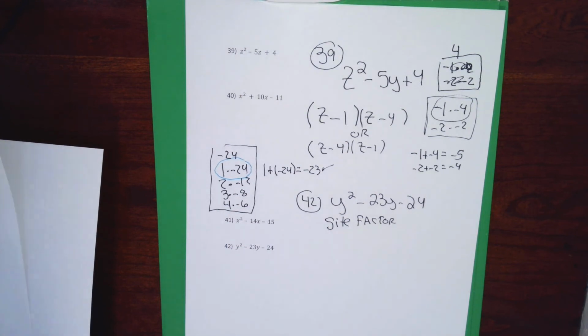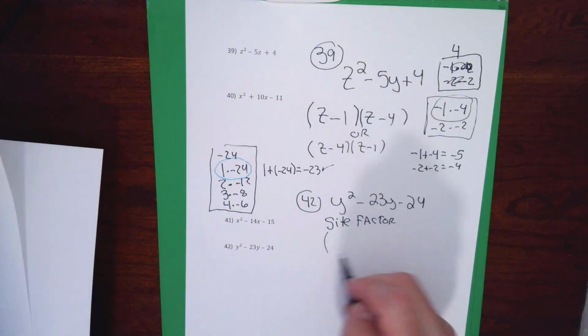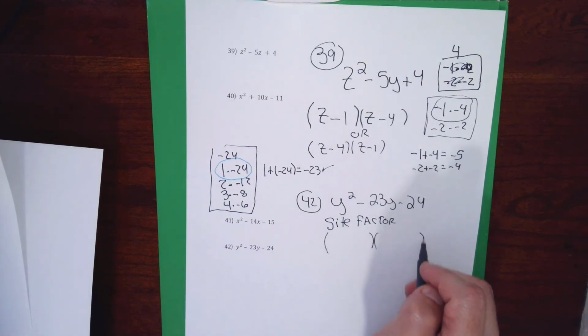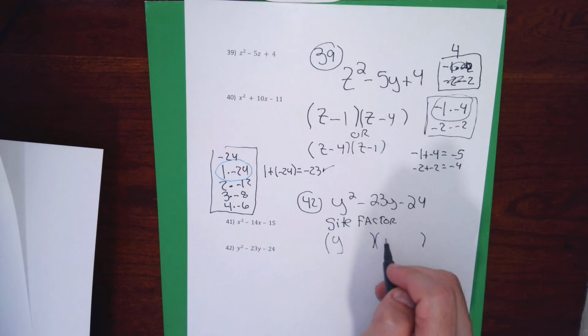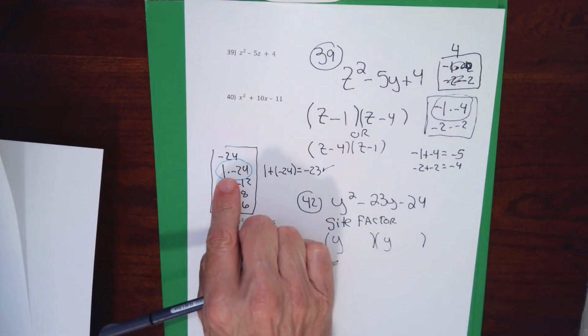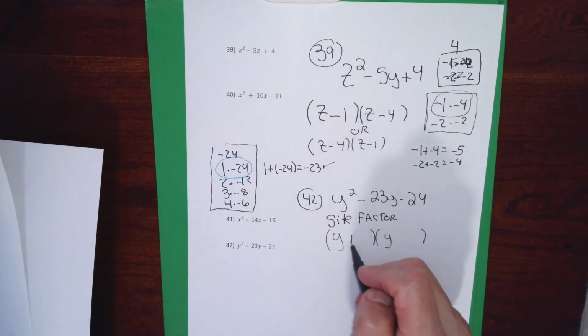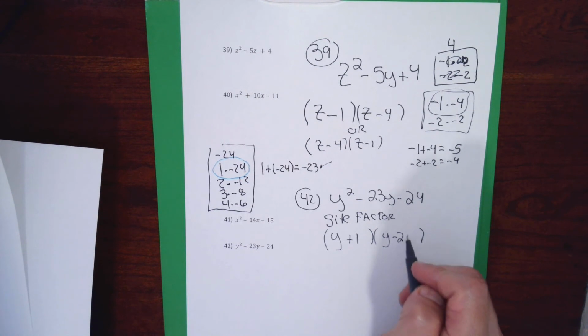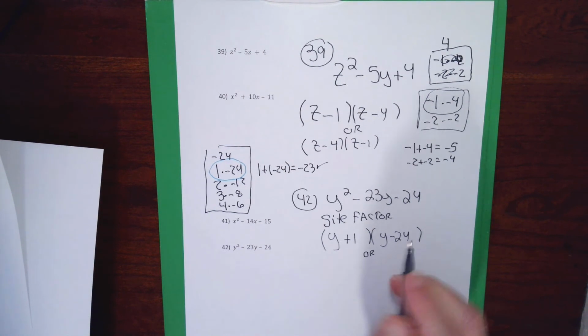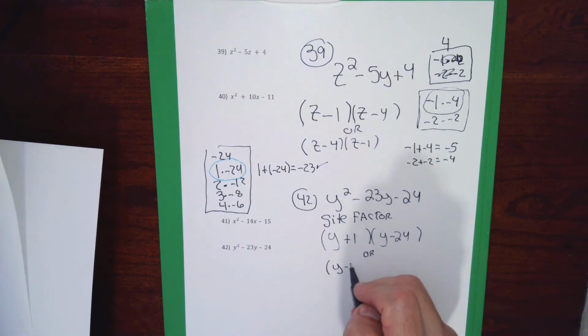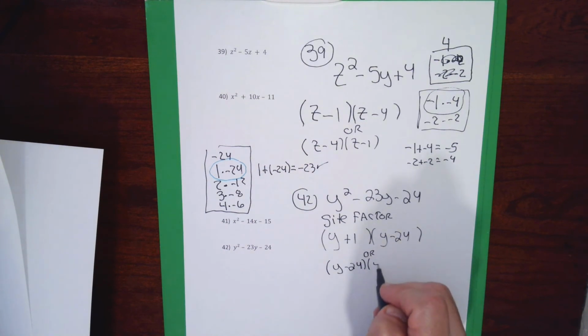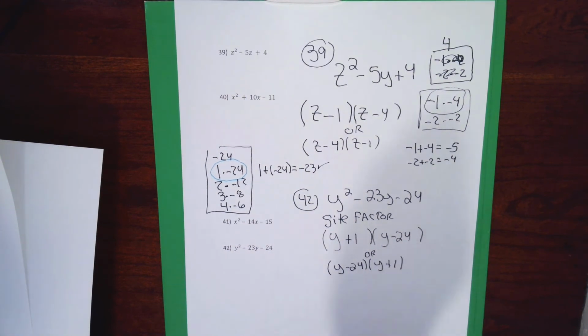I'm going to put in my parentheses, after the variables, a 1 and a negative 24. So I'm going to split the y squared up as a couple of y's to lead off my parentheses, and then with the signs, put the numbers in. Plus 1 and minus 24. Of course, you could do minus 24 and plus 1.